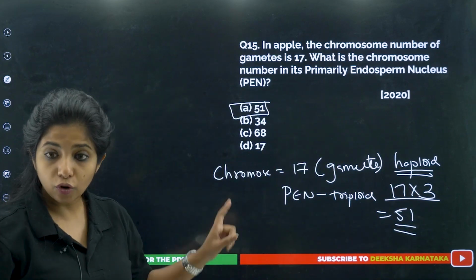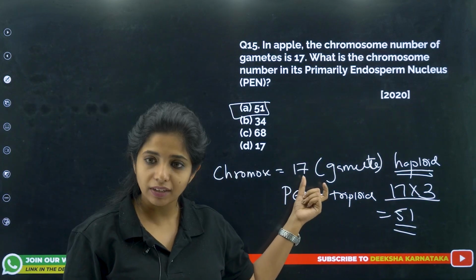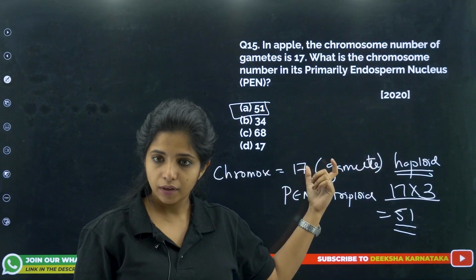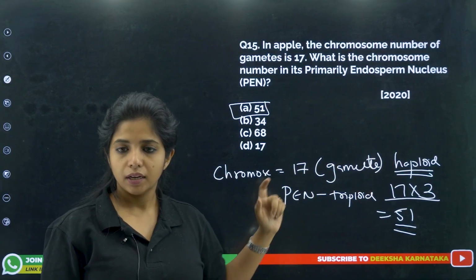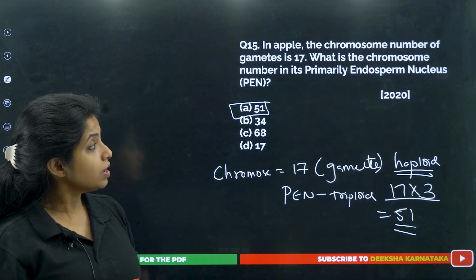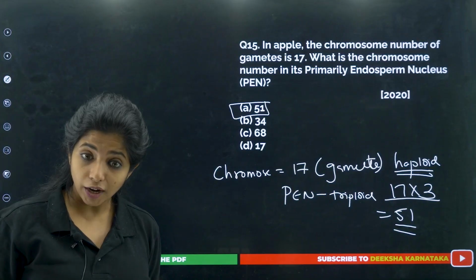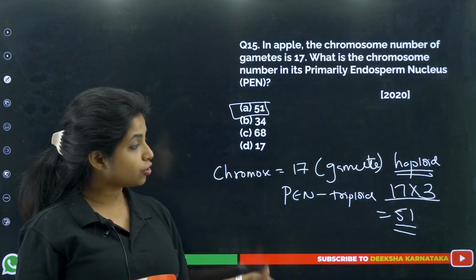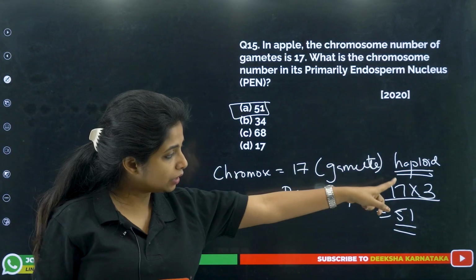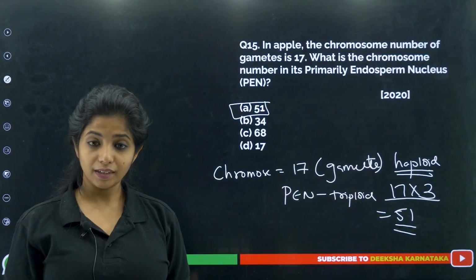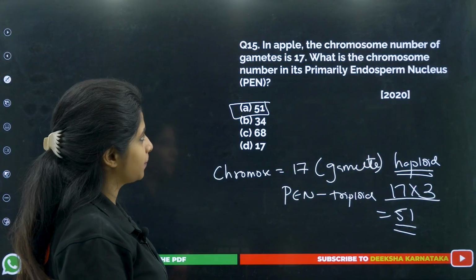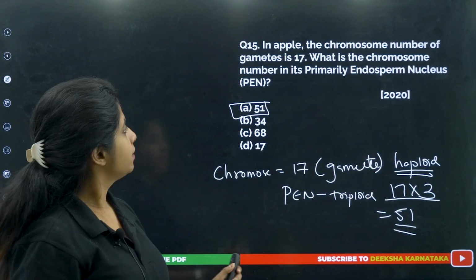Understand the question. The chromosome number in a gamete is given as 17. That is the haploid number. A gamete always has the haploid number of chromosomes. Now, the primary endosperm nucleus has the triploid number of chromosomes. Triploid means triple the amount. So 17 into 3, 51. An interesting question again. So that's there. Next question.